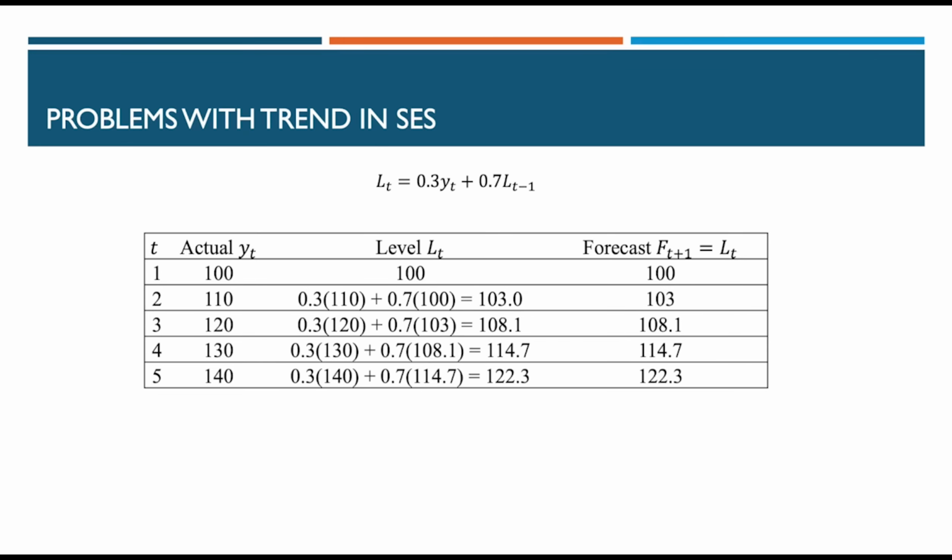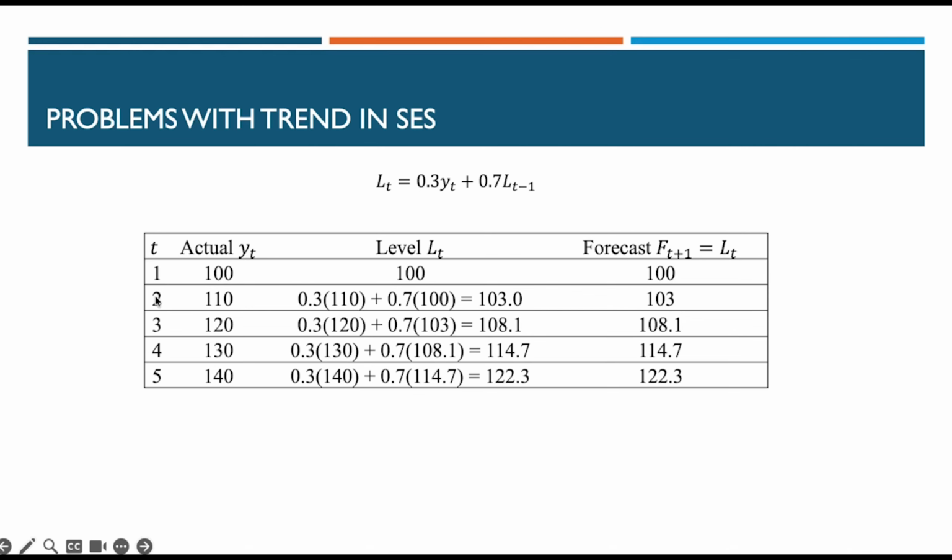And let's look at the problem with the trend in SES, simple exponential smoothing. Suppose that we have 5 time points with actual values. If you want to calculate the forecasted value, suppose that alpha, the parameter we are choosing, is 0.3. This is the forecasted value F t+1. So we choose alpha to be 0.3, then 1 minus alpha is 0.7, multiplied by the previous level. The actual y1 is 100, so the level L1 is 100, so F2 is 100. We did nothing the first time.